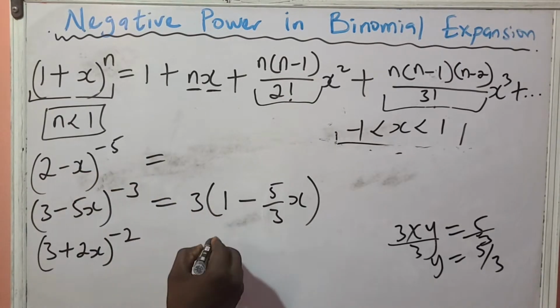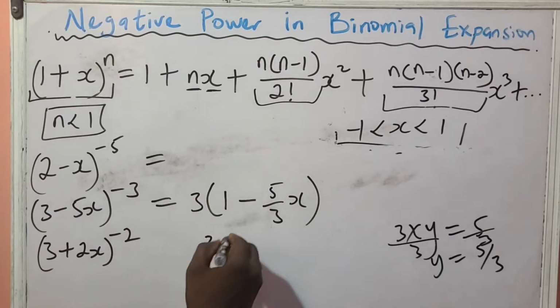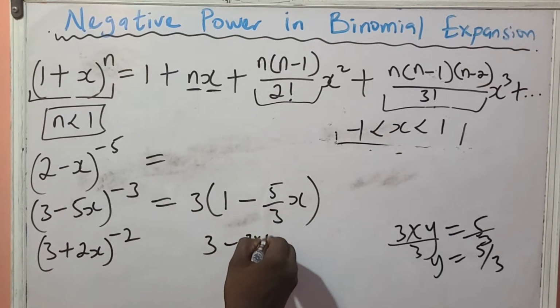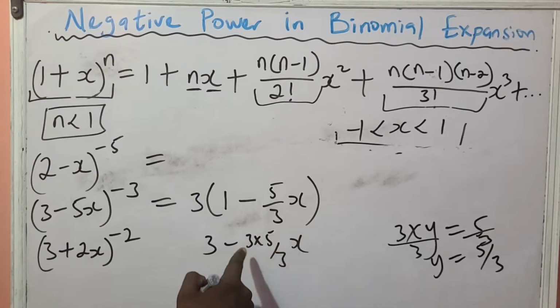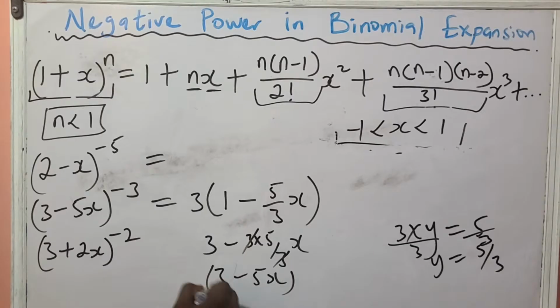So 3 times 1 is what? 3. 3 times 5 over 3, what is it? 3 cancels, that's 3 minus 5x. It's perfect. That means this answer is correct. Simple. So that's the way you solve, that you will never go wrong.